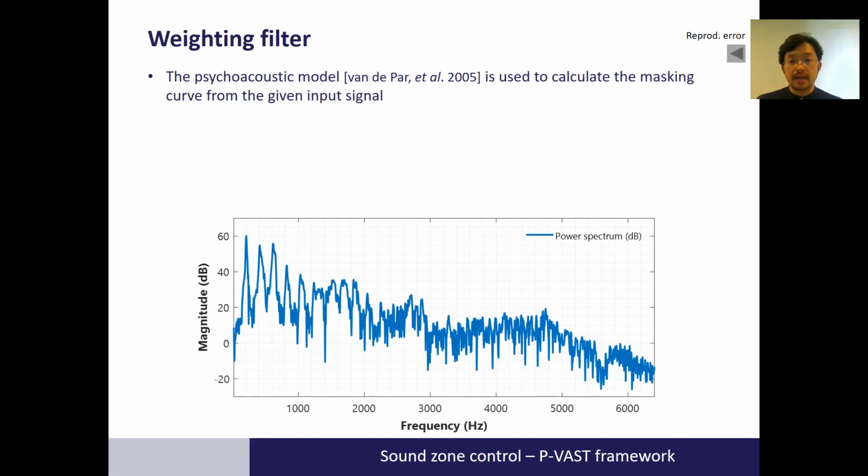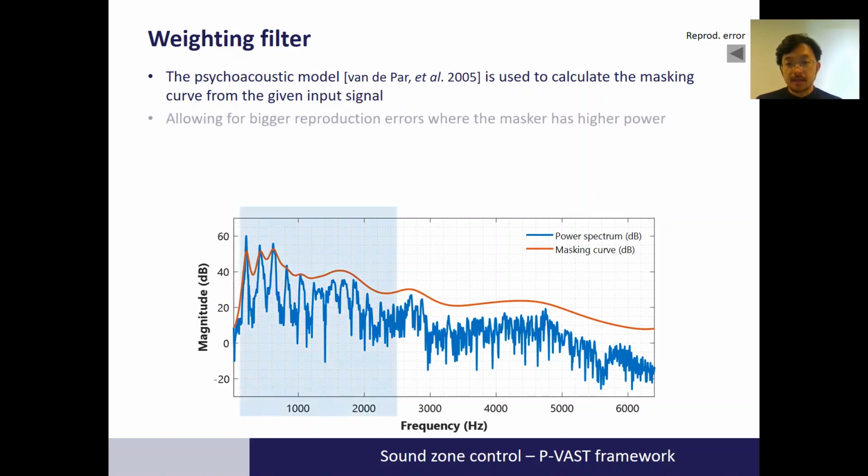We have used the psychoacoustic model to calculate the masking curve from the given input signal. This is one example. From the given input signal, we can also calculate the pulse spectrum, and by using this pulse spectrum, we can calculate the masking curve. So in this frequency range where the masker has higher power, we allow for bigger reproduction errors in this area.